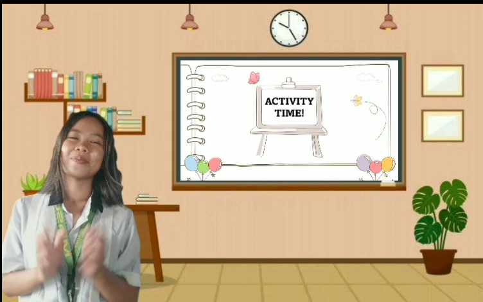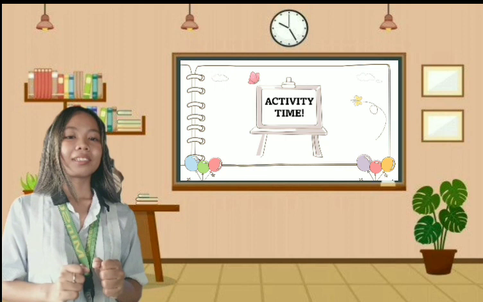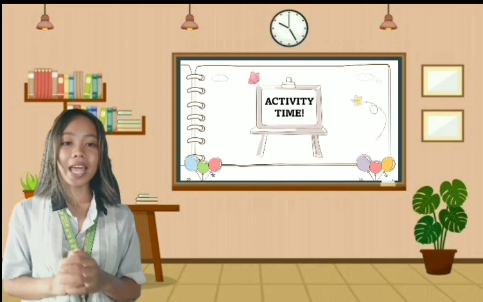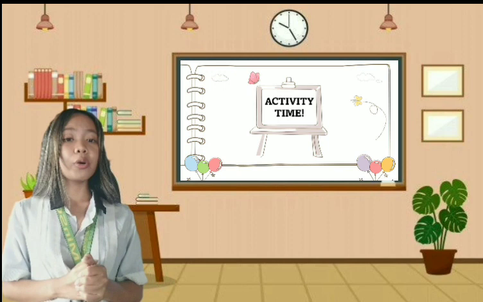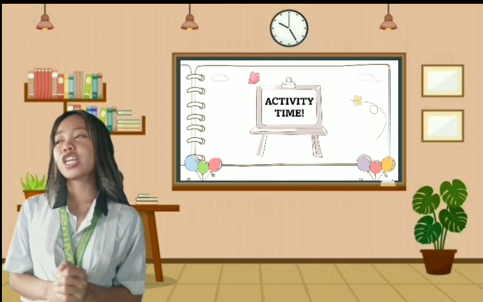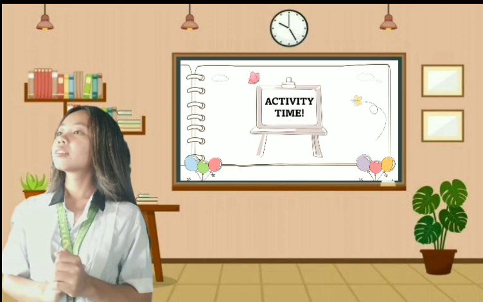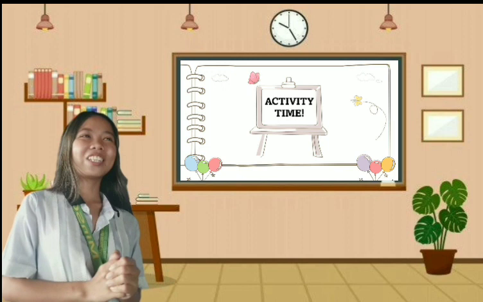For the third situation, Amy and her group mates are given group tasks. They decide to stay in school for a while and discuss what they will do. What type of communication is being applied in situation number 3? Group 3! Yes, very good, group 3. Group 3 got the correct answer. Let's give them a round of applause.